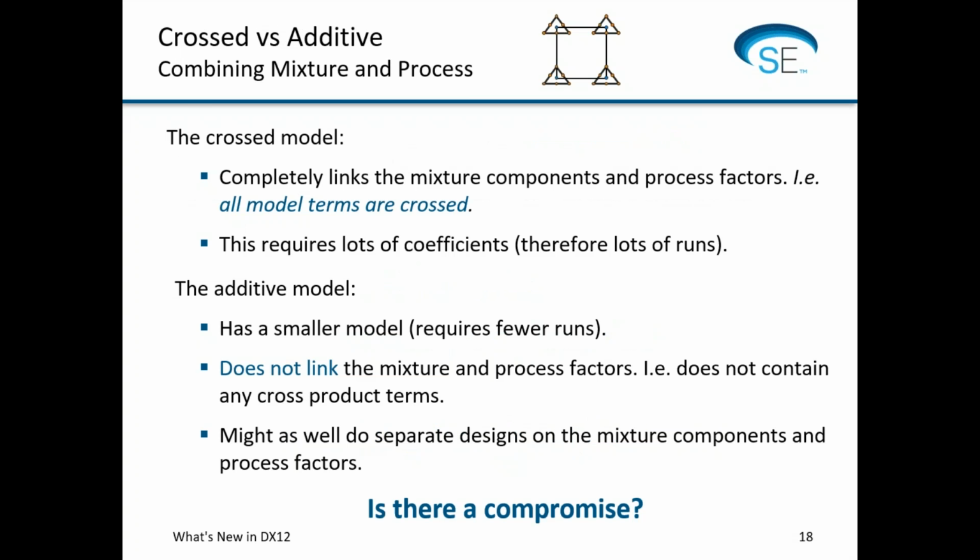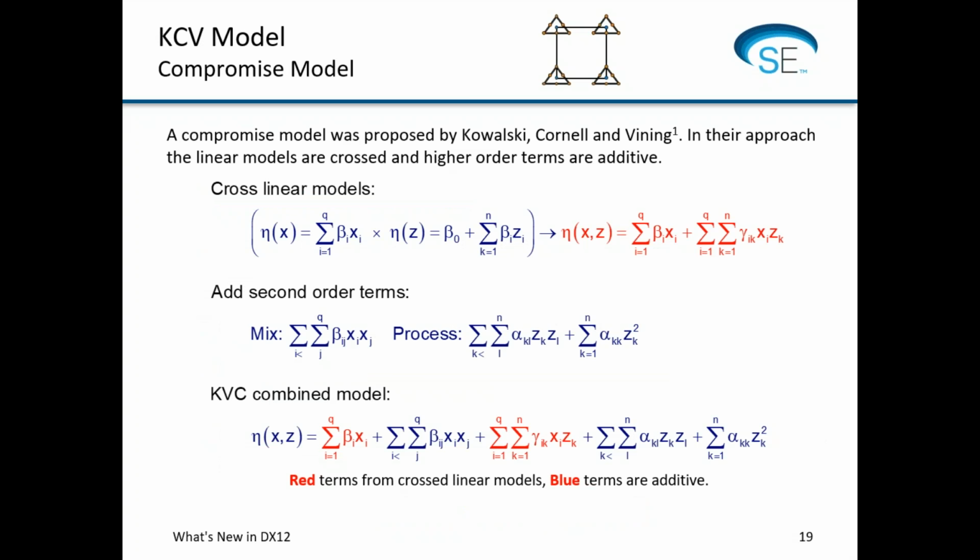So the pros and cons here: the crossed model, which is our traditional model in Design Expert, completely links the mixture components and the process factors, but requires a lot of coefficients. The alternative additive model is certainly smaller, but does not provide any linkage, and then you might as well do separate designs. So the question was, is there a compromise model? And that's what Kowalski, Cornell, and Vining have proposed.